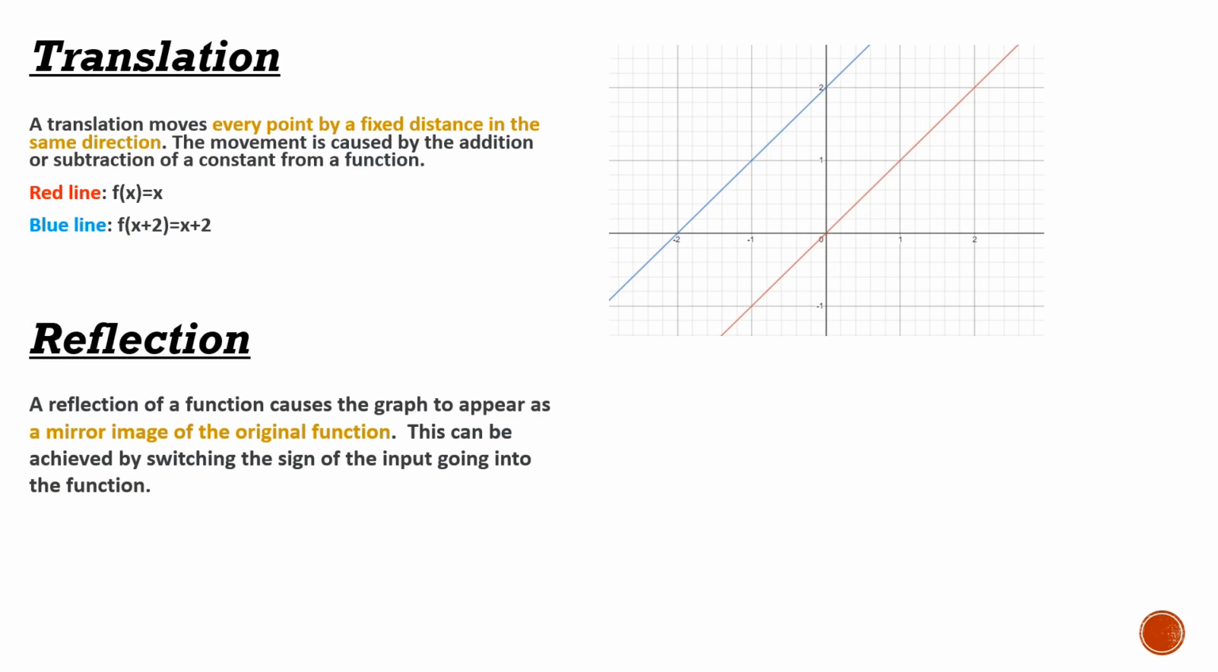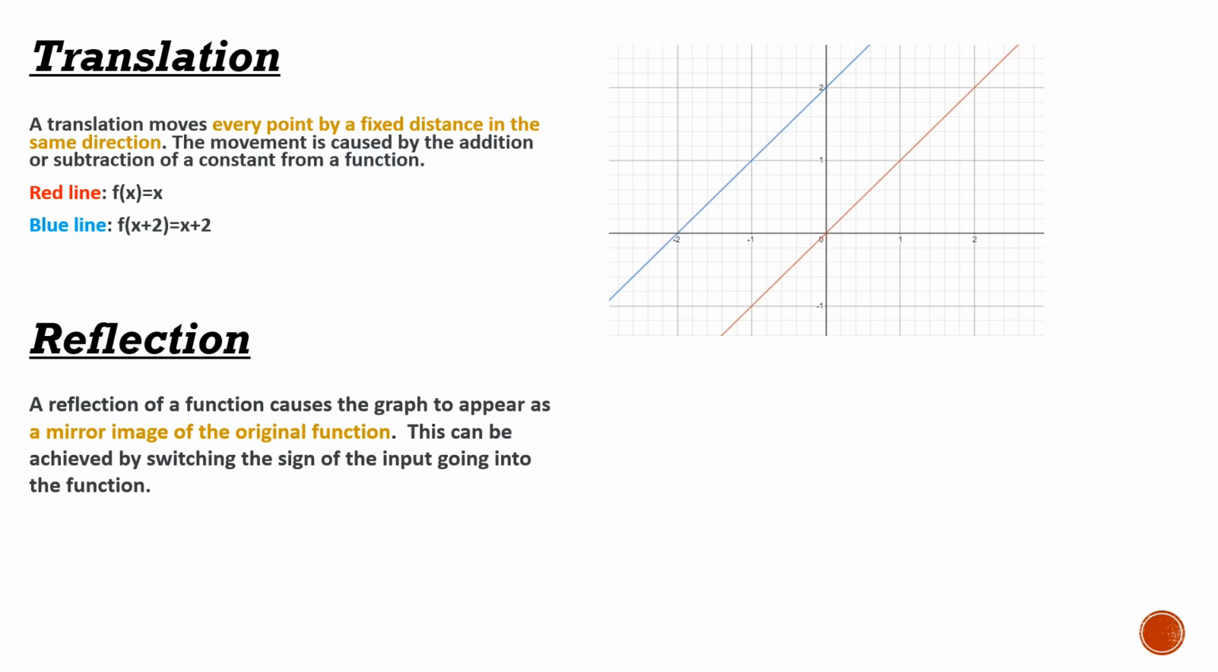A translation moves every point by a fixed distance in the same direction. The movement is caused by the addition or subtraction of a constant from a function. For example, the red line is f(x) = x. After substituting the base function with x + 2, the function becomes f(x + 2) = x + 2, which is the blue line.